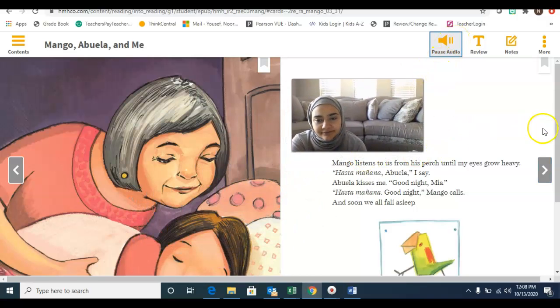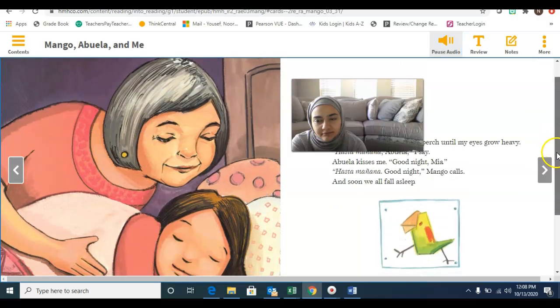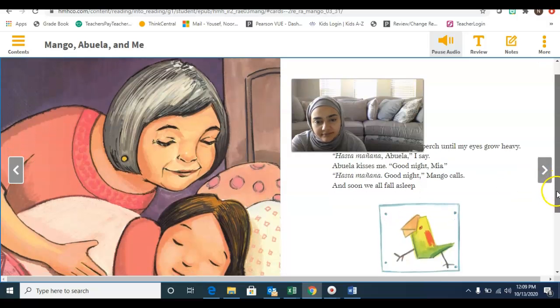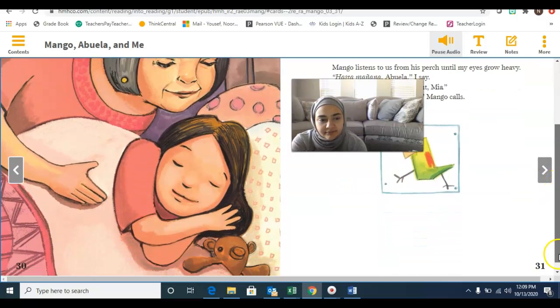Mango listens to us from his perch until my eyes grow heavy. Hasta mañana, Abuela, I say. Abuela kisses me. Good night, Mia. Hasta mañana. Good night, Mango calls. And soon we all fall asleep.